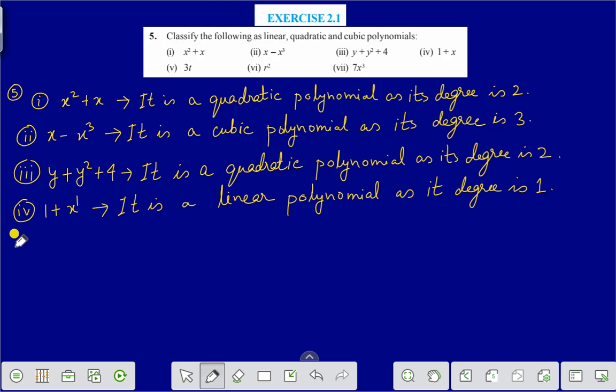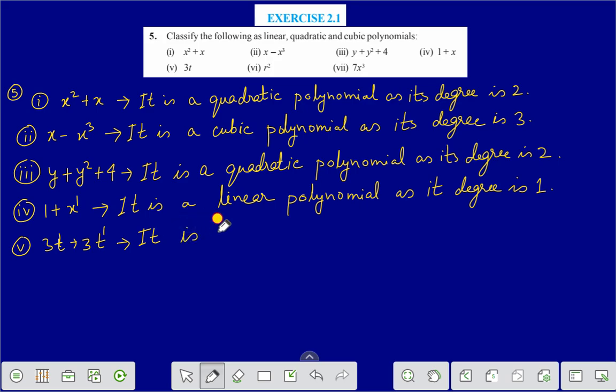Now part 5. Part 5 is 3t, or it can be written as 3t to the power 1. It is also a linear polynomial as its degree is 1.